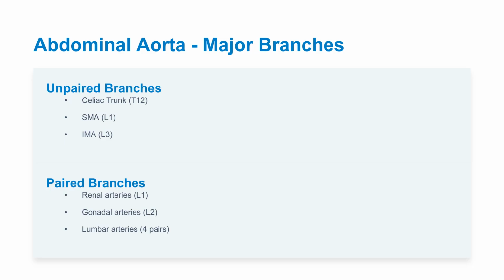The abdominal aorta has major branches. Unpaired branches include the celiac trunk, SMA, and IMA. Paired branches include the renal arteries, gonadal arteries, and 4 pairs of lumbar arteries.